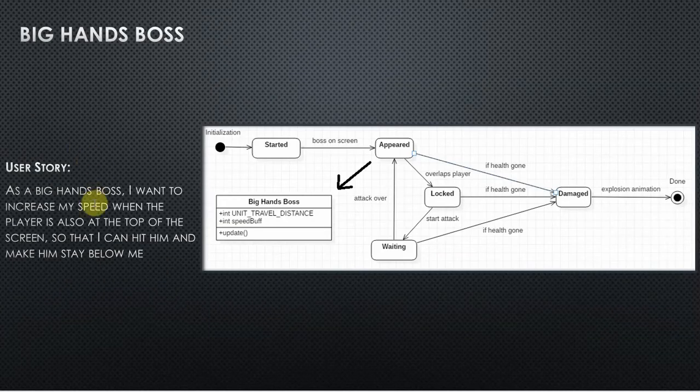So as a big hands boss, I want to increase my speed when the player is also at the top of the screen so that I can hit him and make him stay below me. This is so the player can't just sit at the top of the screen and shoot sideways.